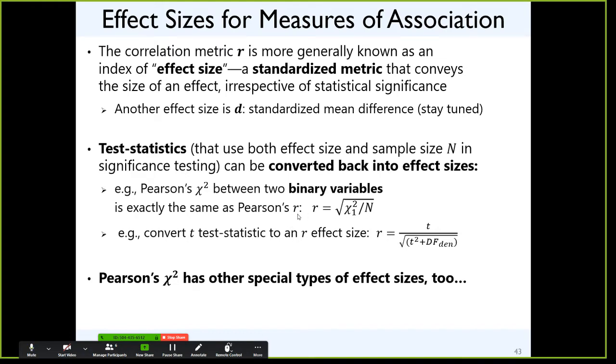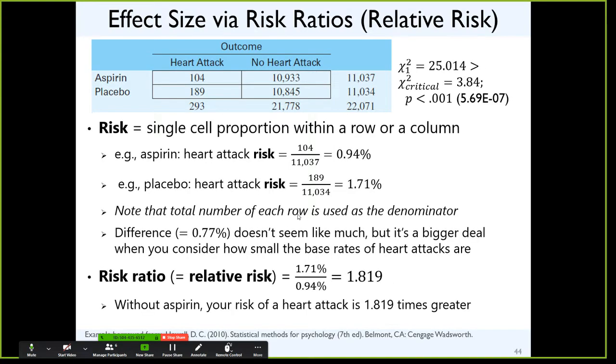Another type of effect size that you will see for these sorts of cross tabulations: risk ratios and odds ratios. So for instance, if I have a different table here where I'm looking at whether or not people had a heart attack as a function of whether they received aspirin or a placebo drug, most of the people, fortunately, did not have a heart attack. So it's hard to look at these numbers without taking into account the sheer difference in magnitude of the occurrence of heart attack versus not.